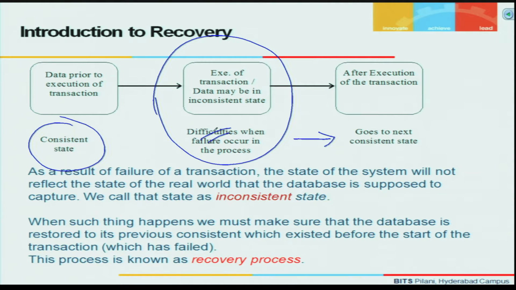As a result of failure of a transaction, the state of the system will not reflect the state of the real world that the database is supposed to capture. We call such a state of the database an inconsistent state. When such a thing happens, we must make sure that the database is restored back to the previous consistent state which existed before the start of the transaction that has failed. This process of taking back the database to the previous consistent state is known as the recovery process. In this session, we focus on various concepts related to the recovery process.